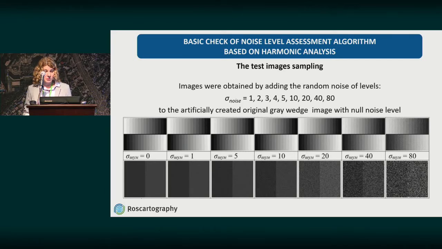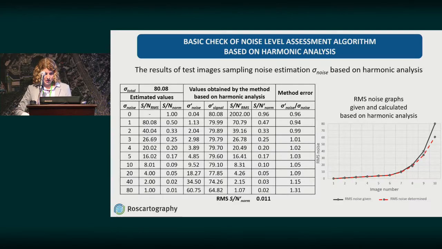To check the performance efficiency of this algorithm, we created an image of a gray test pattern, first one was measured as 0. Then we added different types of noise with various RMSs. You can see how this gray wedge changed. And then we made comparison of the known data and the harmonic analysis data. The results are presented in this table.